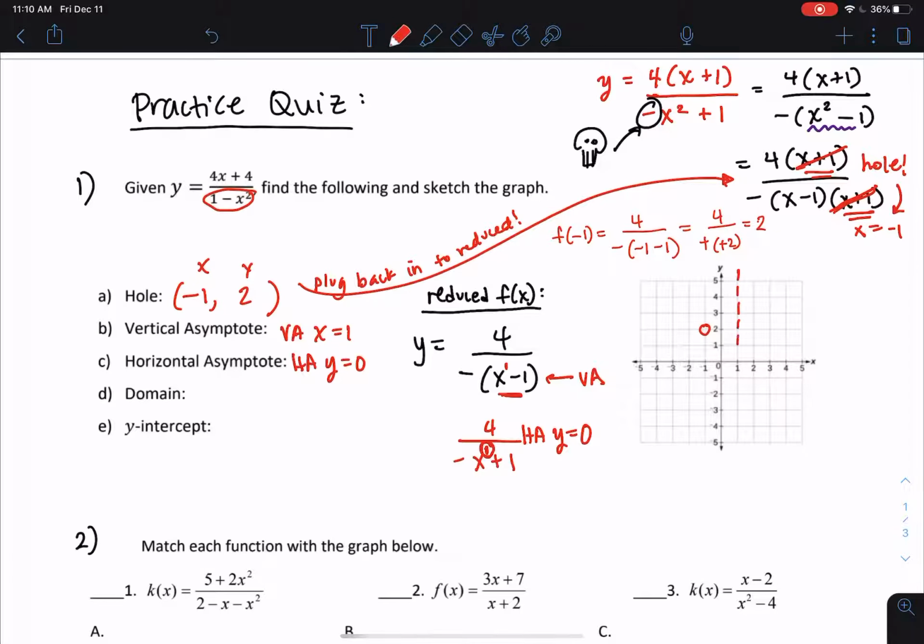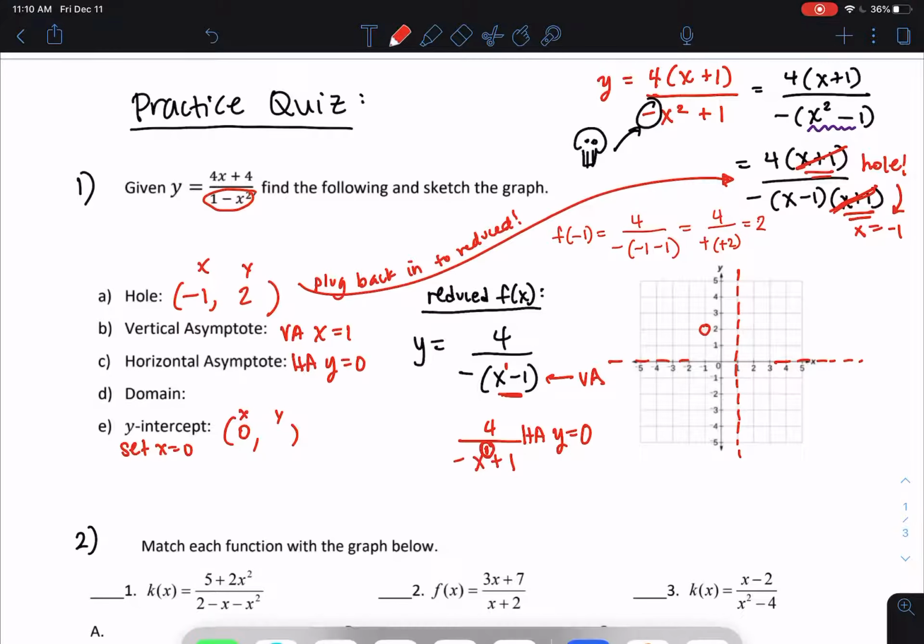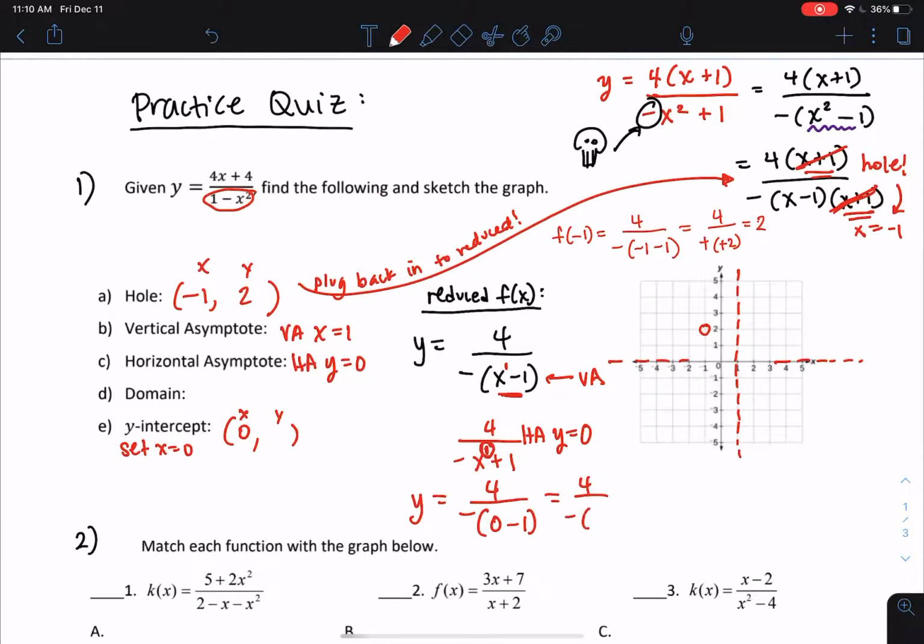Our vertical asymptote is at 1, and our horizontal asymptote is at 0. We looked at the degrees, and this was a bottom-heavy graph. And now for the y-intercept, I know I simply set my x's equal to 0. So when x is 0, the question is, what's the y value? Well, let's plug it in. We have 4 over negative 0 minus 1, which gives me 4 over negative 1, which gives me 4 over positive 1, which is just 4. So my y-intercept occurs at 0, 4.